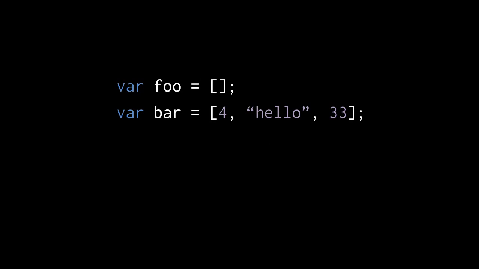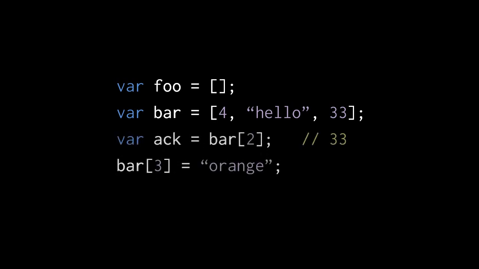So here, for example, we assign to foo an empty array, and then assign to bar an array of 3 items, the number 4, a string hello, and the number 33. We then assign to ack the item of bar at index 2, in other words, the third item of bar, the value 33. Lastly, we assign to index 3 of bar a string orange. Because bar previously had no item at index 3, this effectively expands the size of the array by 1. Unlike Pigeon, we don't have to explicitly expand an array with an append operation.